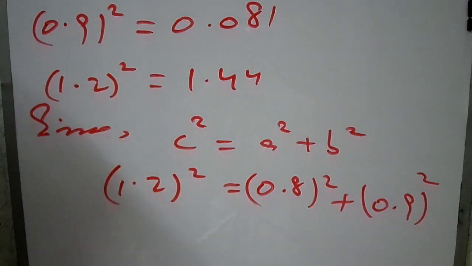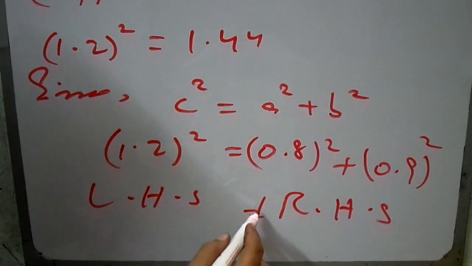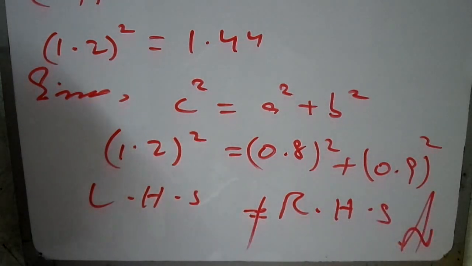After using the calculator, it is clear that the left hand side is not equal to the right hand side, so it means they are not the sides of a right angle triangle. So that is your J part.